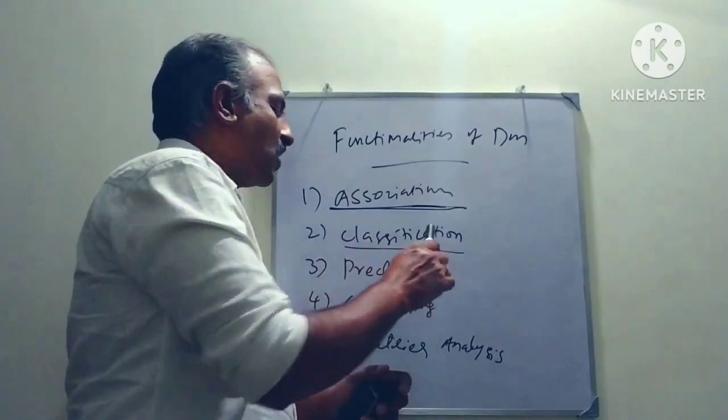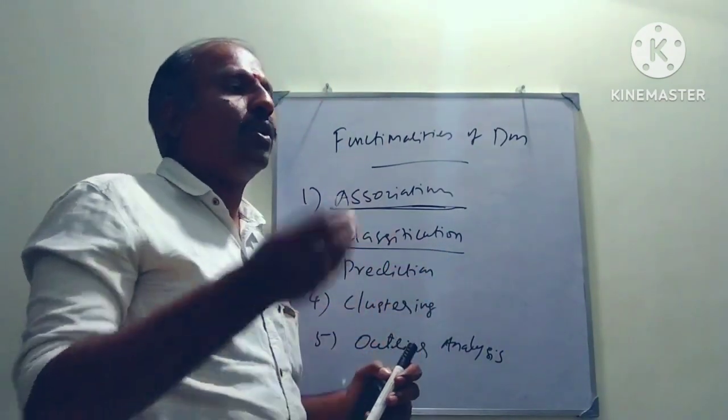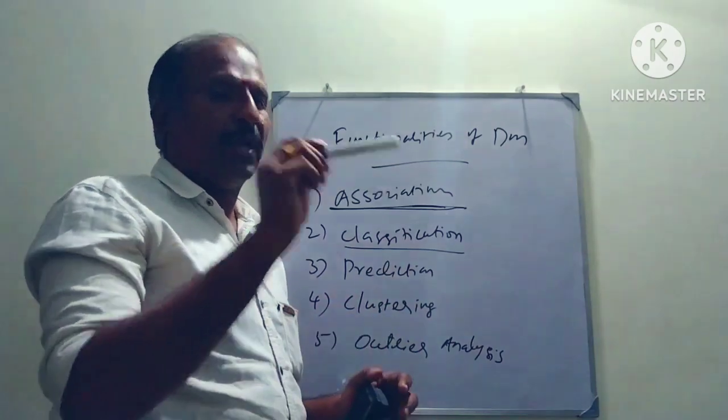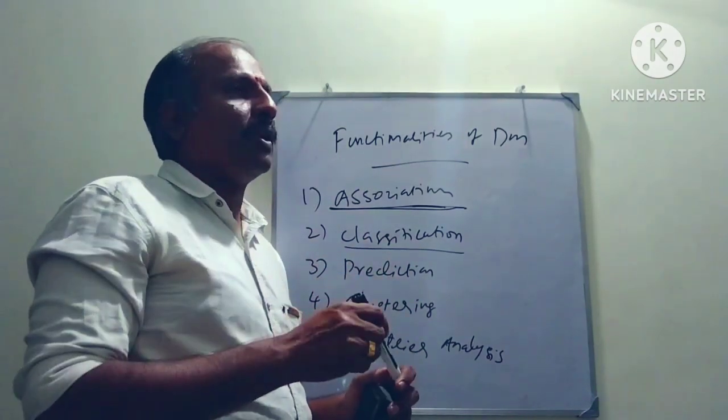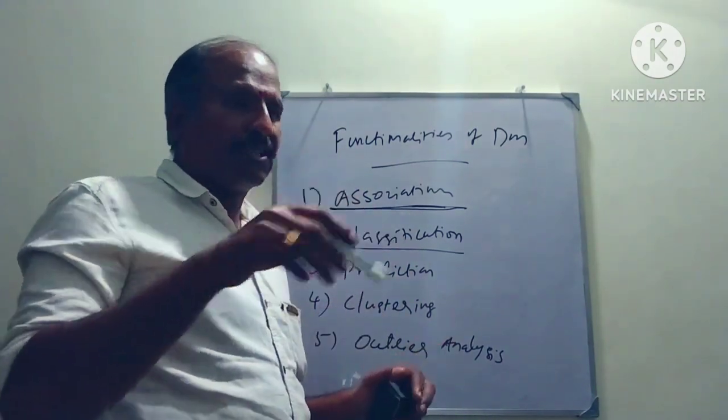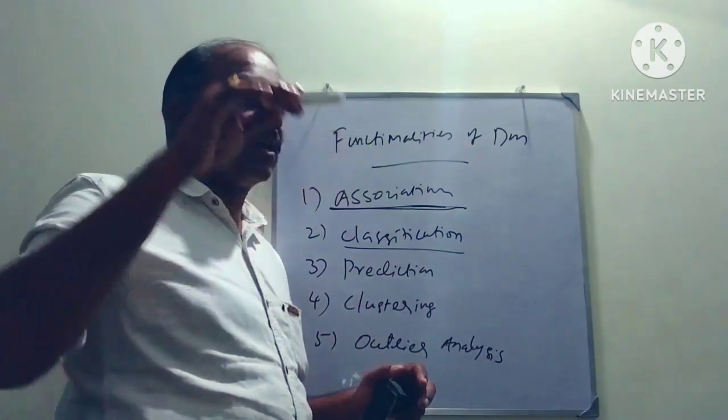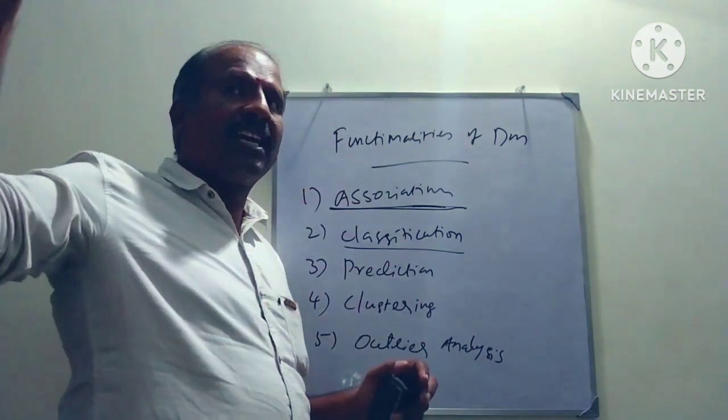If you go for classification, after classification you have to give a label to the particular data. Suppose I classify our class of 60 students: those who have got more than 9 come under class A.